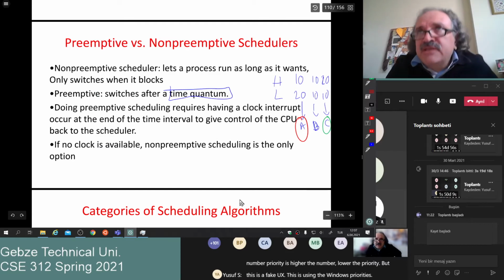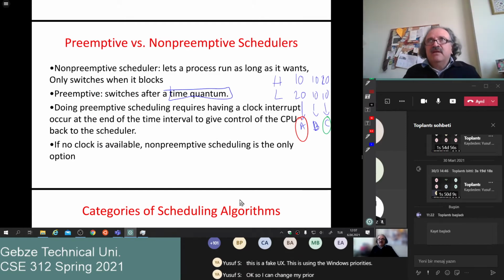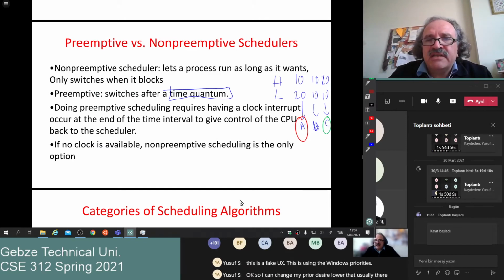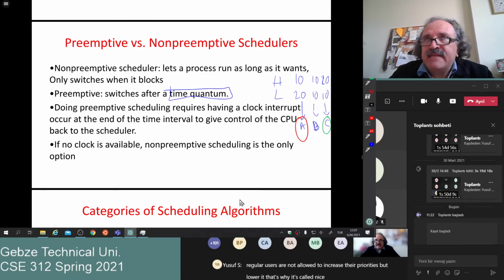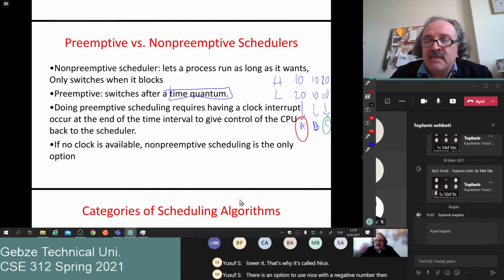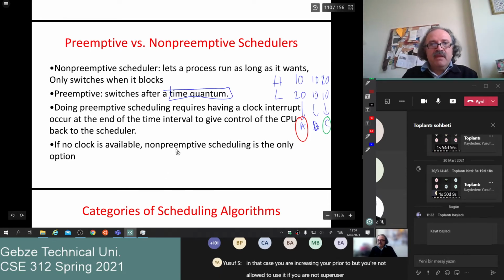Okay, so I can change my priorities. I lowered it. Usually the regular users are not allowed to increase their priorities but can lower them. That's why it's called nice. There is an option to use nice with a negative number. In that case, you are increasing your priority, but you are not allowed to use it if you are not the super user. Okay, these all depend on the system that you are using.